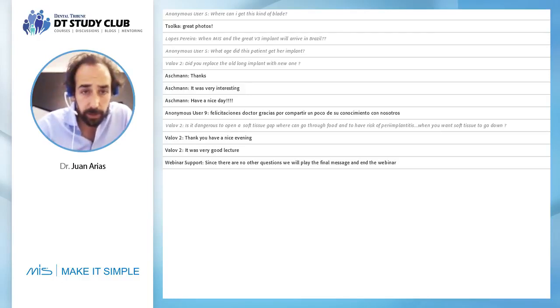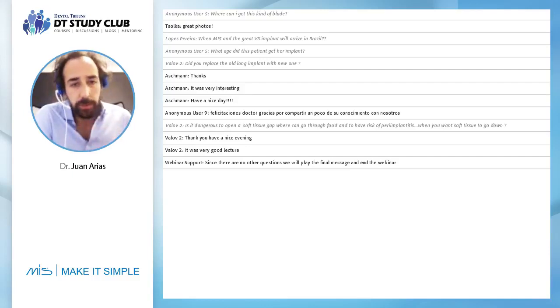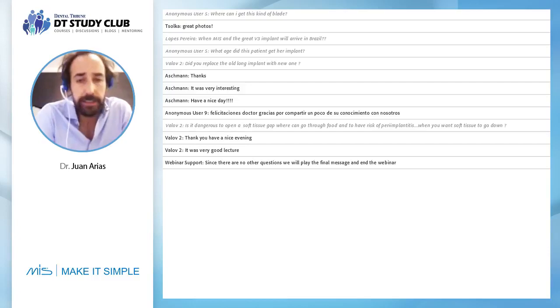Did you replace the old implant with a new one? No, I said when I was talking about that case, we didn't change the implant. We maintained the implant. That was one thing that the patient said. She was not wanting to make any kind of change with the implant, and the implant was good enough to maintain it. If I had seen any kind of problem with an implant, I would just make the extraction. But I didn't make the extraction because the implant was good. There was just some tissue lost surrounding the implant. But I think that a big amount of implants have that bone loss surrounding them. So no problem about that.